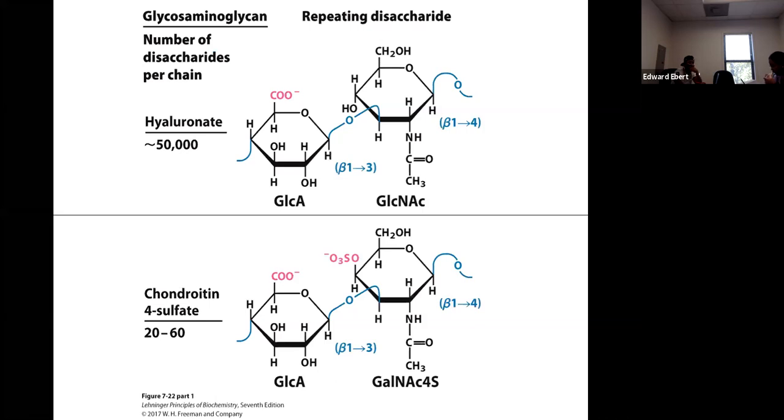So this is our hyaluronic acid. Our molar mass is going to be huge. We're going to have about 50,000 disaccharides per chain. If you look at chondroitin sulfate, we're only talking about 20 to 40 disaccharides in that. So it tends to be much smaller.